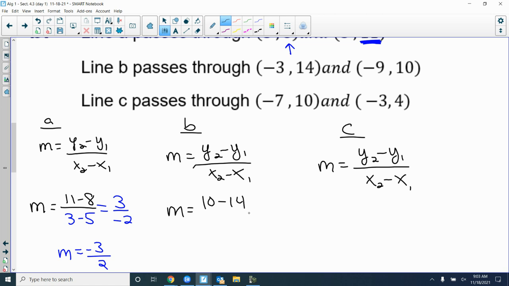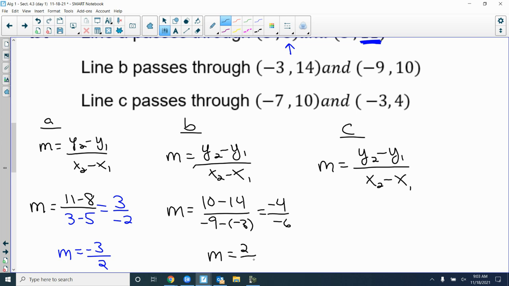10 minus 14 over what? -9 minus 23. Negative 9 minus negative 3. 10 minus 14 is negative 4, right? Negative 9 minus negative 3 is negative 9 plus 3, which is negative 6.